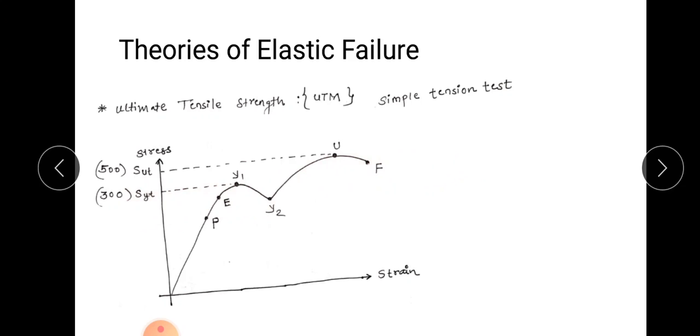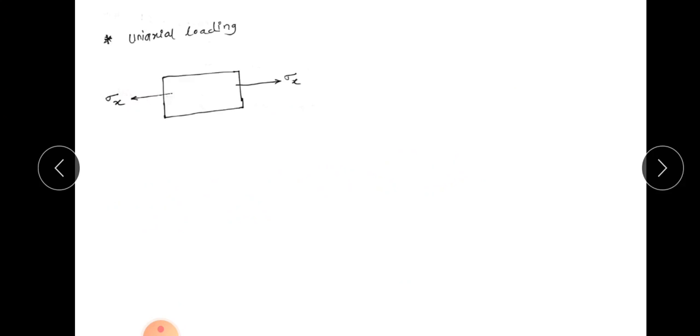Now, whatever we have studied, or the graph you have got, the corresponding loading condition was uniaxial loading. The above scenario was only for a uniaxial loading condition. Uniaxial loading condition means what? If you look at this figure, if this is a mechanical component, it is subjected to the tensile load, that is sigma x, in a uniaxial direction, that is only in one direction, right?